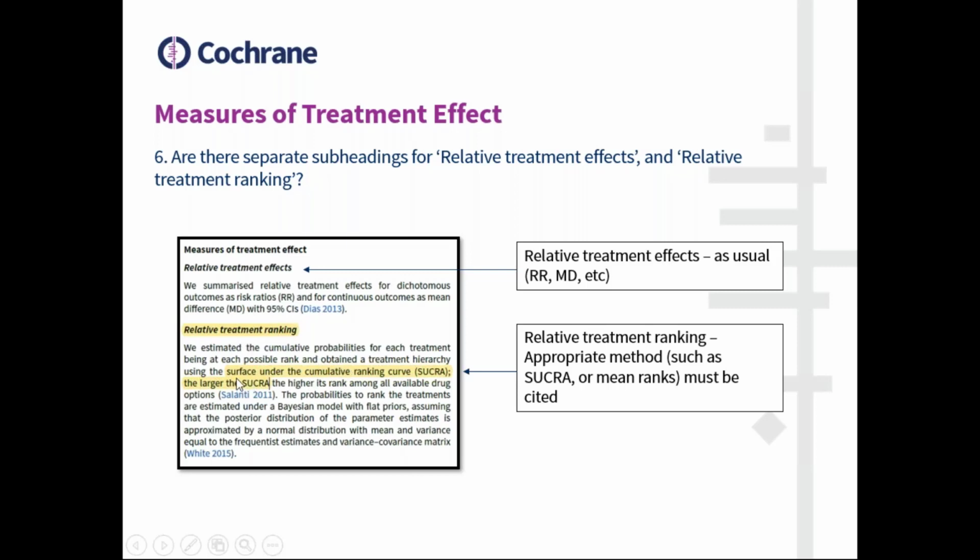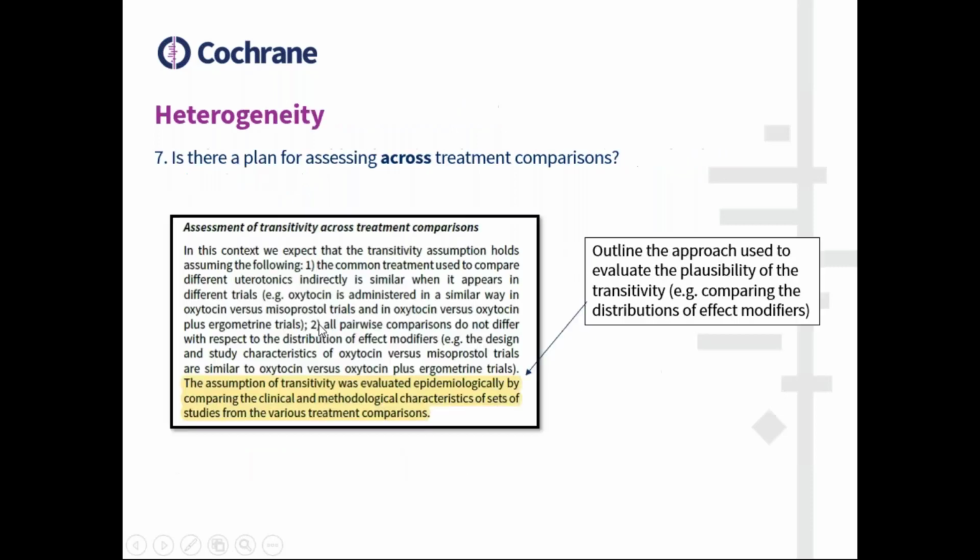So it's important to ensure that an appropriate method has been included there. So it says surface under the cumulative ranking curve, SUCRA. So that's an appropriate method to use for ranking. Sometimes we do see this under the data synthesis section as well. So it may be useful to know that even if it's not under measures of treatment effect, as long as it's there, either under this section or data synthesis, then that's probably okay.